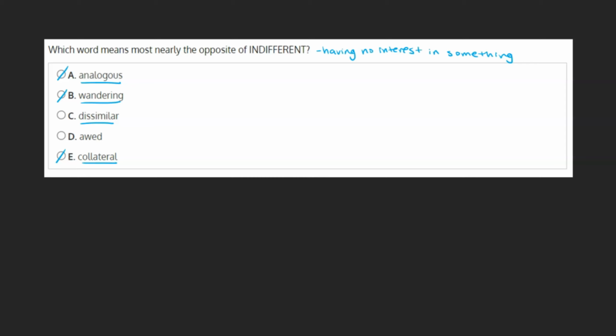But when we focus on the definitions of the words themselves and not their roots, we can see that the meanings are different. We are left with odd, which is not only our last option, but also a good opposite to indifferent, as one who's odd is by definition interested in whatever they're involved in. Based on this, we can mark D, odd, as our final answer.